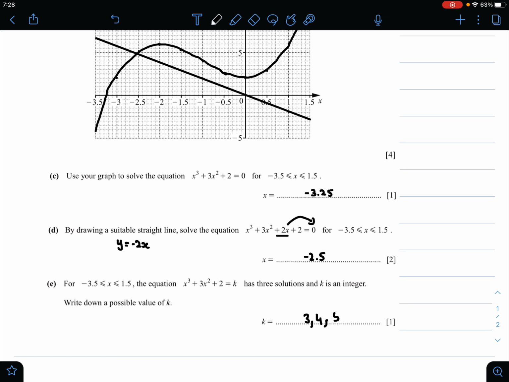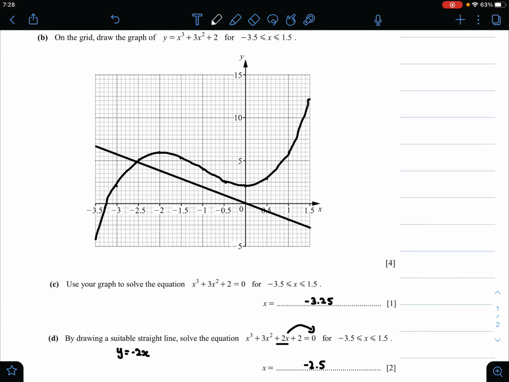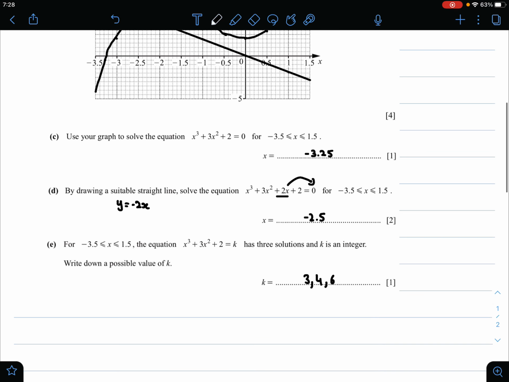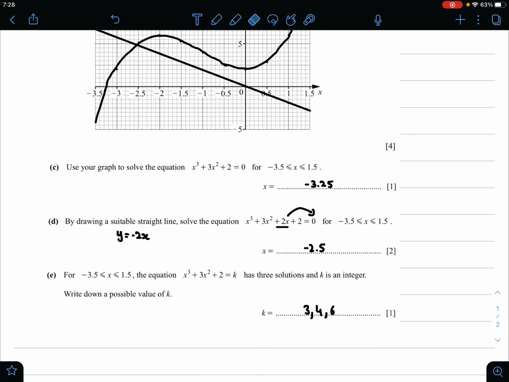Now you have to write only one answer, so it can be either 3, 4 or 5, because the top of the curve, that is here, is at 6. So at 6 you would have only 2 points. So therefore 3, 4 and 5, not 6. Out of these three integers, you could write any one integer as your final answer for question 2 of this paper.